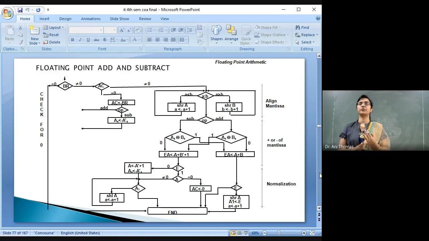The 4 steps we follow, as we have seen, are: first we check for zeros, first whether operand B is 0 or not, then whether operand A is 0 or not. Then we align the mantissas, so both the exponents are brought to the same value. Then we add or subtract the mantissas, and after that normalize the result, and that result is the final addition of A and B. So that is all about addition and subtraction of floating point numbers in the arithmetic and logical unit. Thank you.